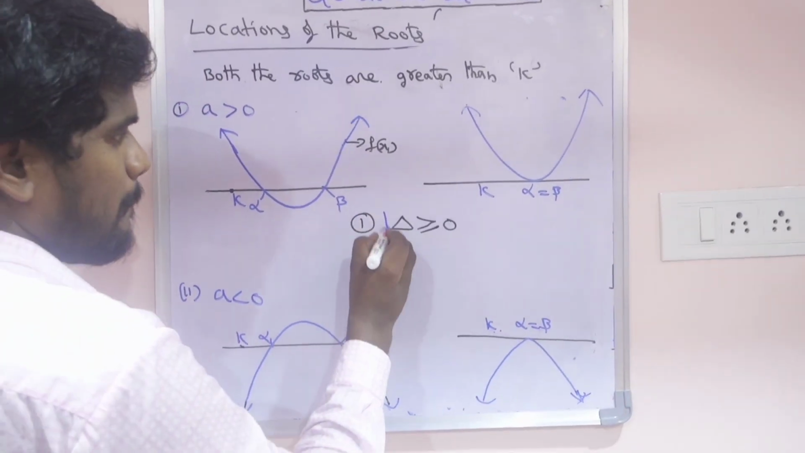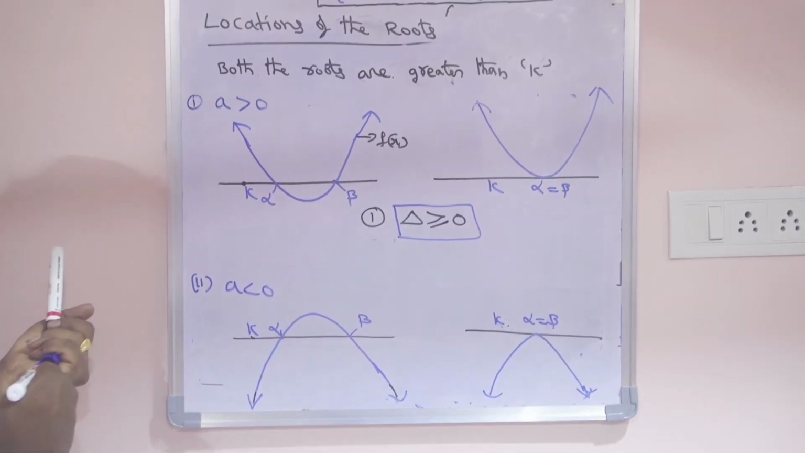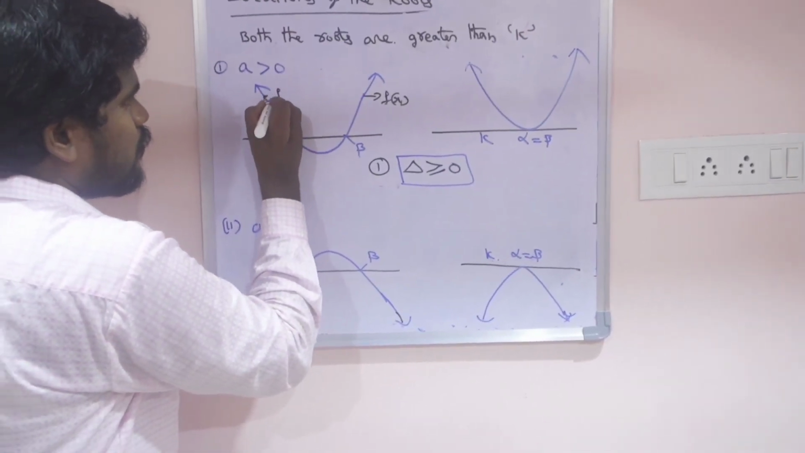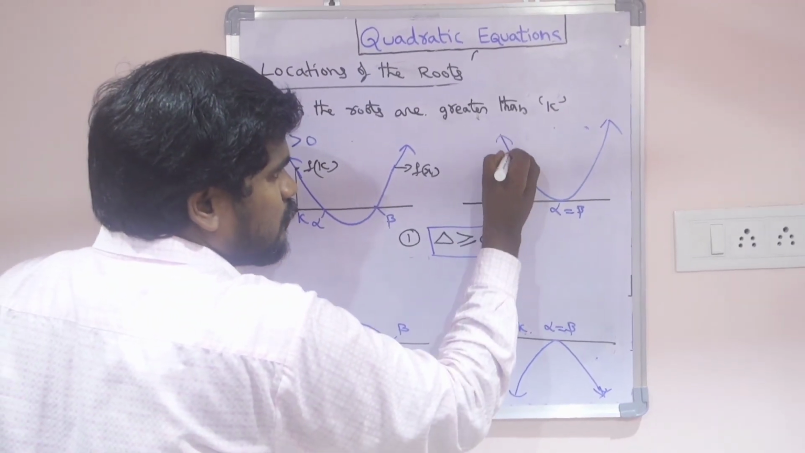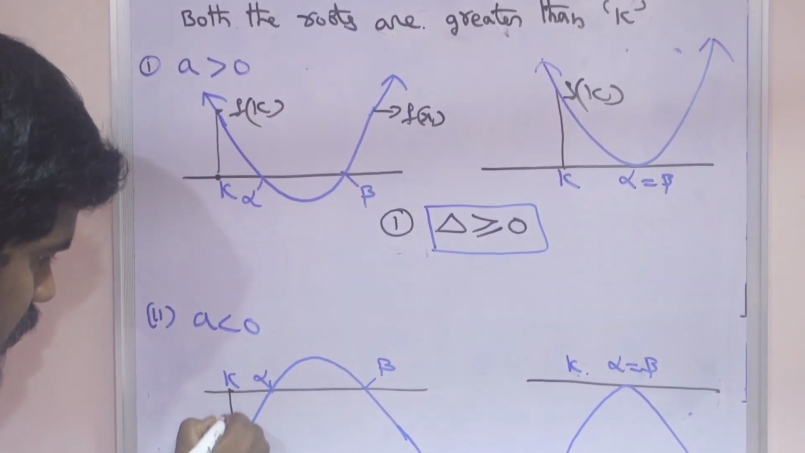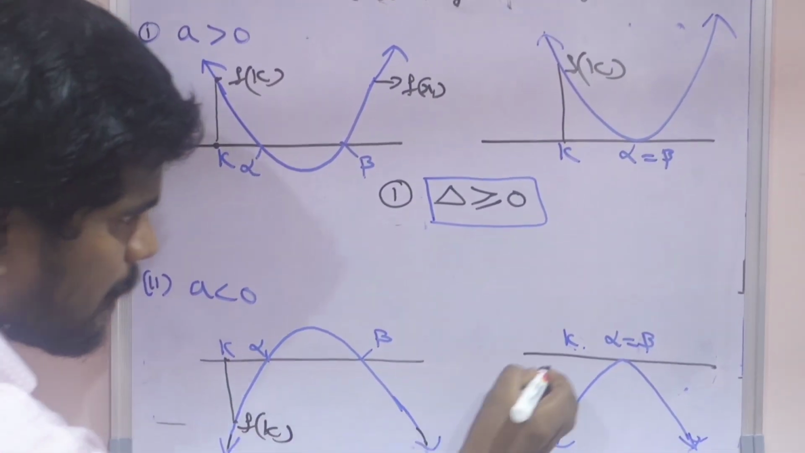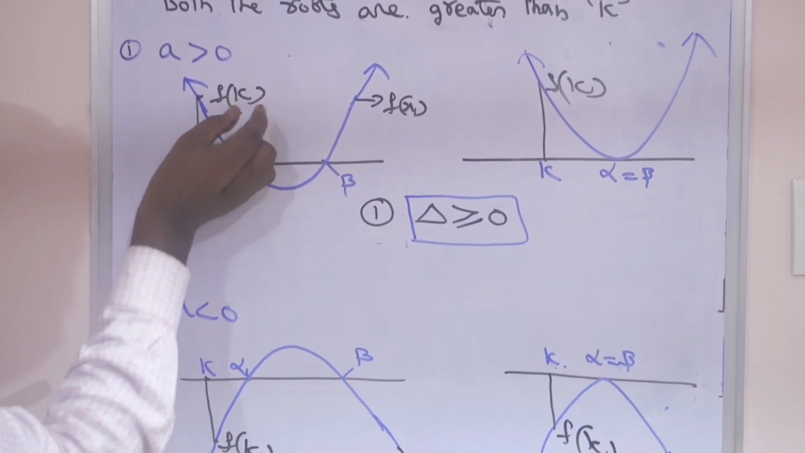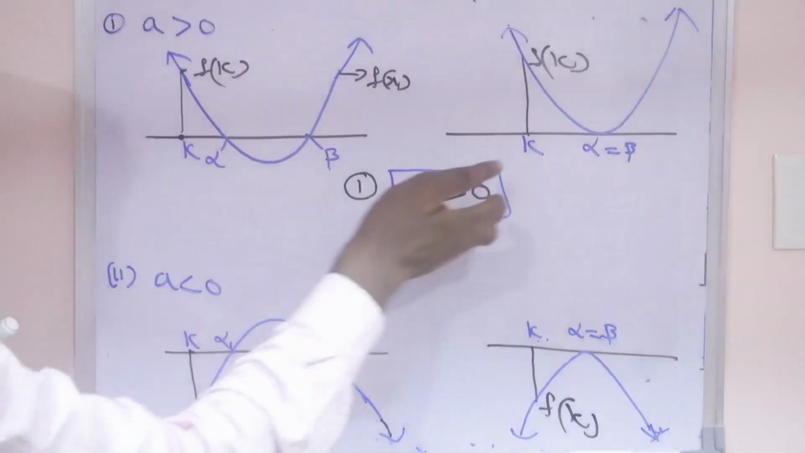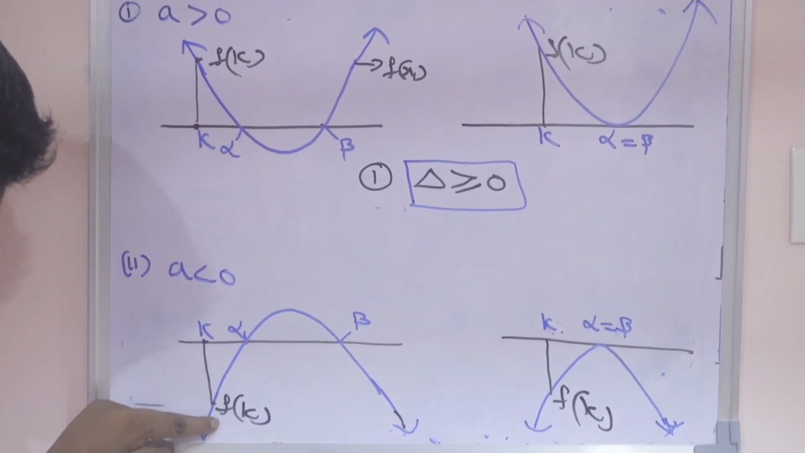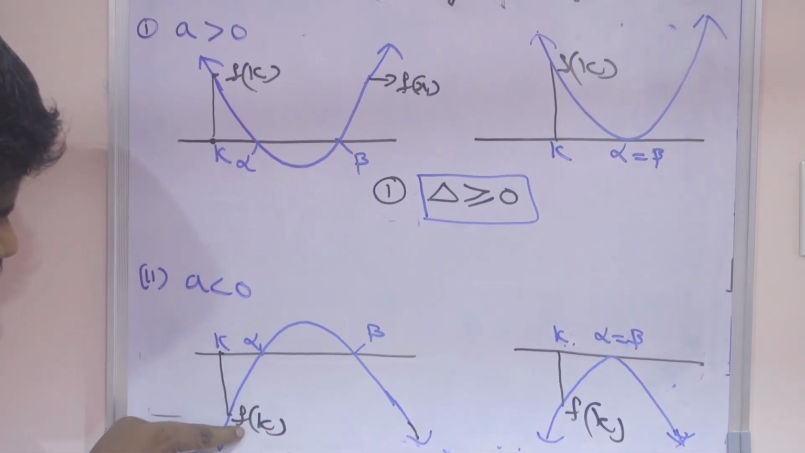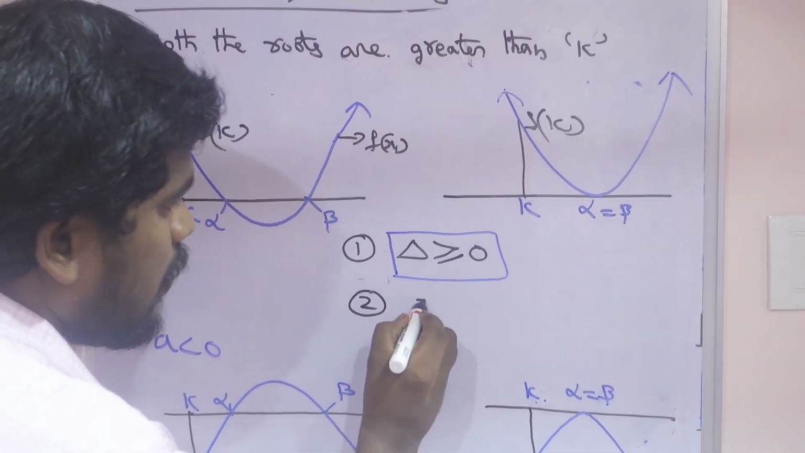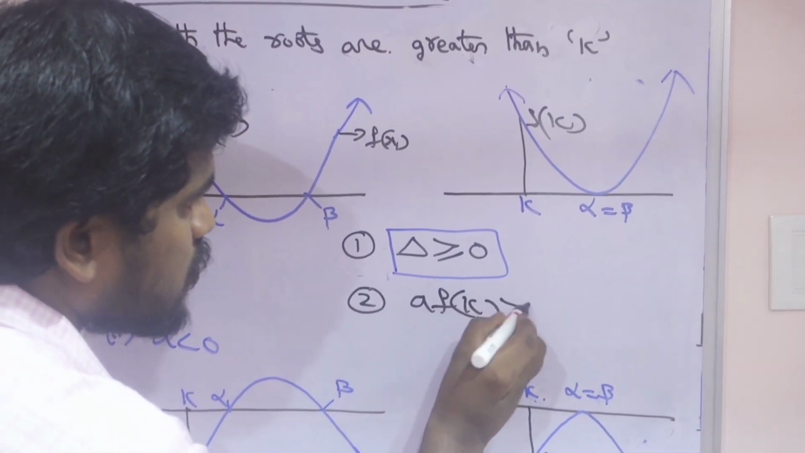And next, the second one. Now observe that here this is f of k, and this is f of k, and here this is f of k, and here this is f of k. So here f of k is positive, a also positive. So a and f of k is positive. Here also the same case, positive. F of k is negative here, a also negative. So a and f of k is negative into negative, positive. So the second condition is a into f of k is positive.